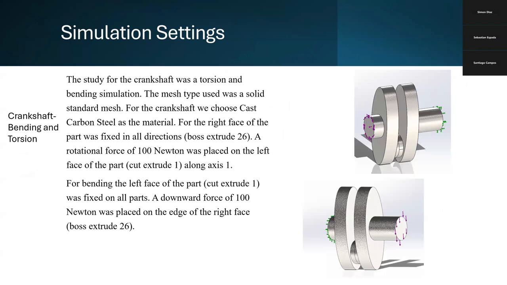For the crankshaft, the study was a torsion and bending simulation. The mesh type used was a solid standard mesh. For the crankshaft, we chose cast carbon steel as a material. The right face of the part was fixed in all directions. A rotational force of 100 newtons was placed on the left face of the part along axis 1.